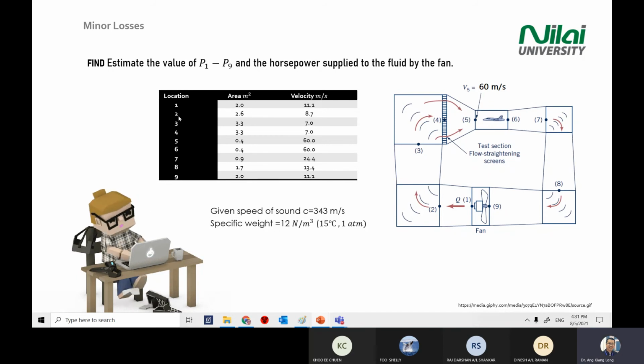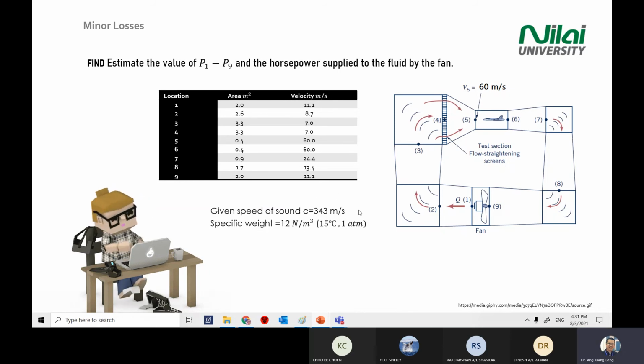And so on. For example, point 2. When you come to point 2, the area will be 2.6 meters squared. Velocity measured at point 2 is 8.7. Point 3 will be 3.3 meters squared. Velocity will be 7, and so on. So you have a 9-point area and velocity. And given the speed of sound will be 343 meters per second.